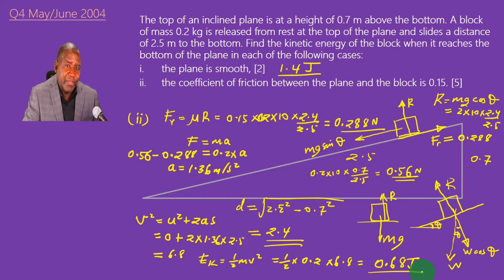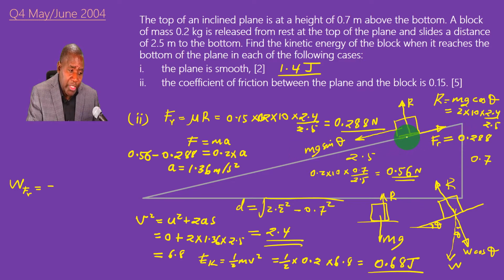What would be the other method? I already know the energy it has, the kinetic energy it has at this point if the plane was smooth. I can decide to calculate the work done by frictional force. Work done by friction force is going to be equal to the frictional force itself, which, by the way, will have a negative sign. Do you know why it has a negative sign? Friction force points that way, but the object is moving right in the opposite direction.